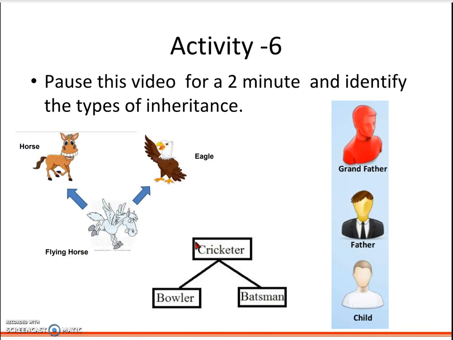So pause this video for a minute and identify the type of inheritance in each picture.